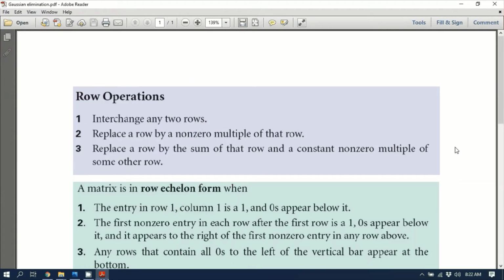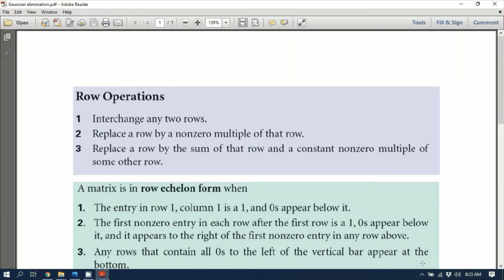Okay, so let's talk about some definitions and a description of the Gaussian elimination that we will illustrate in the later part of the course. So we mentioned already that we could perform what is called row operations for a matrix, an augmented matrix. Each row, remember, represents an equation. So there are 3 main row operations: interchanging of any 2 rows, replacing a row by a non-zero multiple of that row, and replacing a row by the sum of that row and a constant non-zero multiple of some other row. Sometimes these descriptions are a little bit confusing, although in practice, once you go over a couple of examples, you actually realize what's the point of each operation.